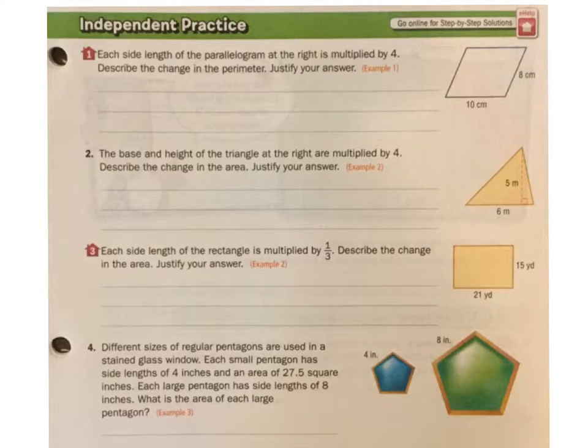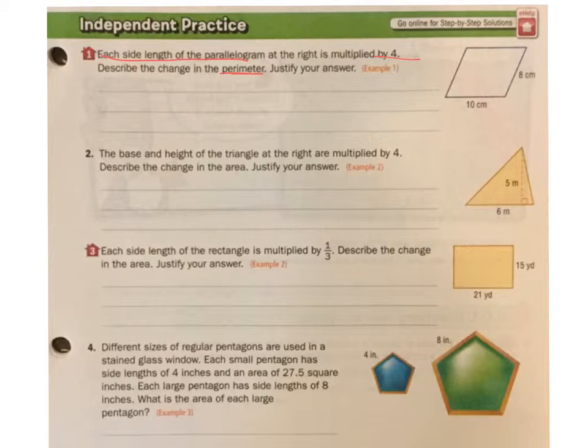All right, this is lesson 4, independent practice. Let's see what we got. Each side length of the parallelogram at the right is multiplied by 4. Describe the change in the perimeter. Perimeter, if it's multiplied by 4, it's just times 4.